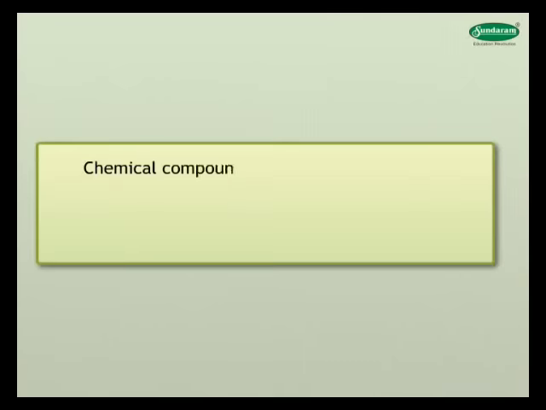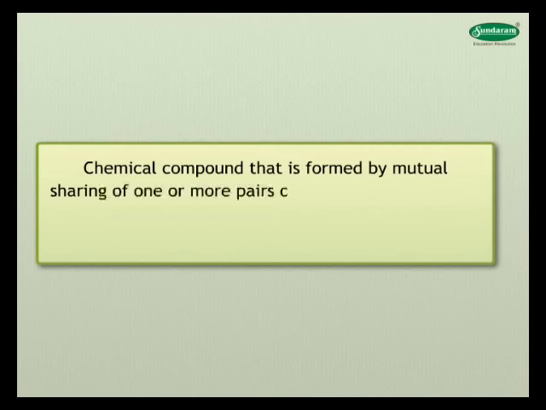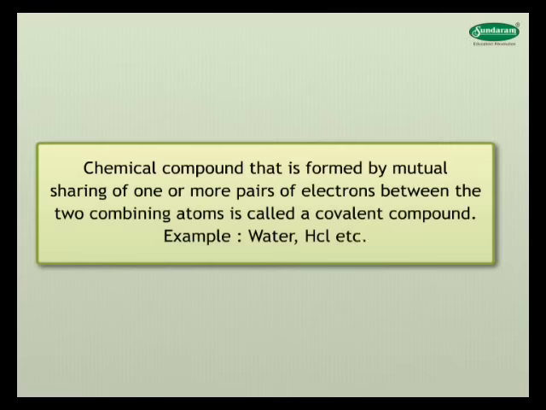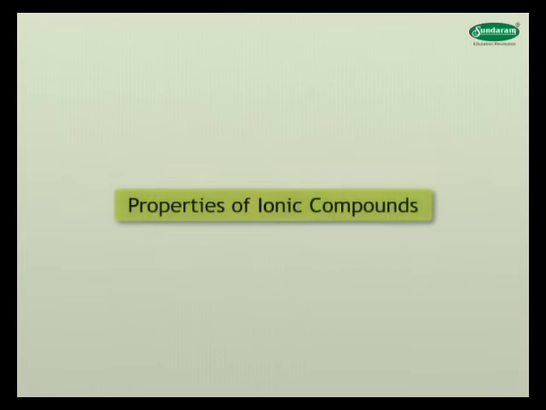Similarly, the chemical compound that is formed by mutual sharing of one or more pairs of electrons between the two combining atoms is called a covalent compound. Example, water, HCl, etc. Properties of ionic compounds.